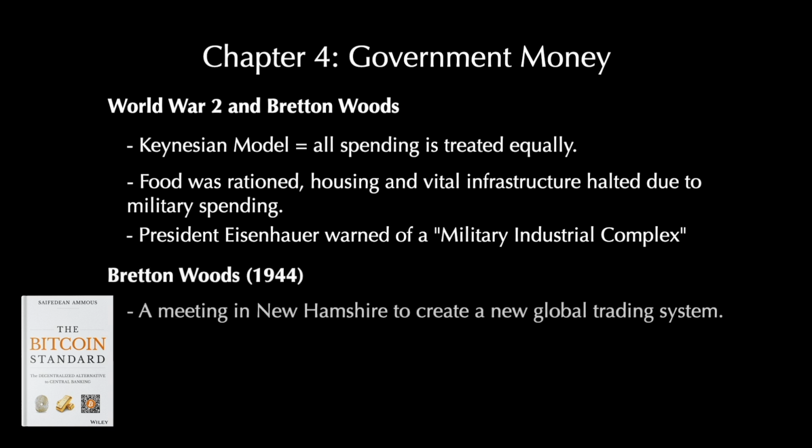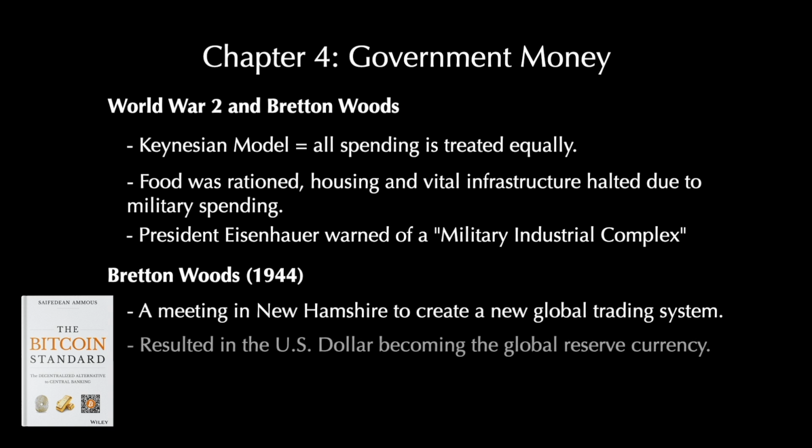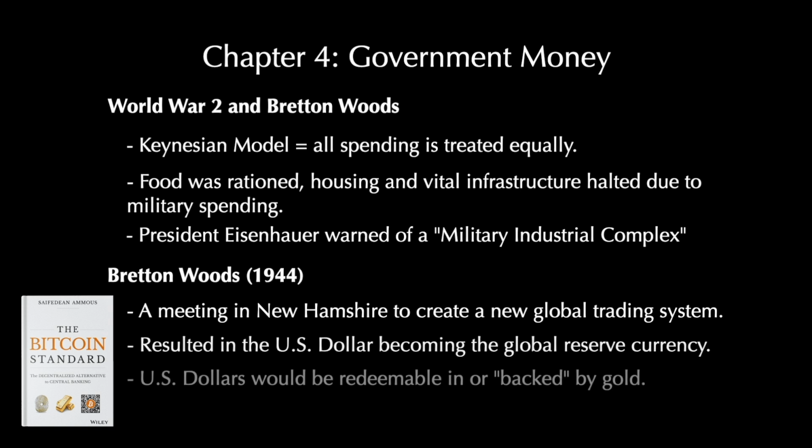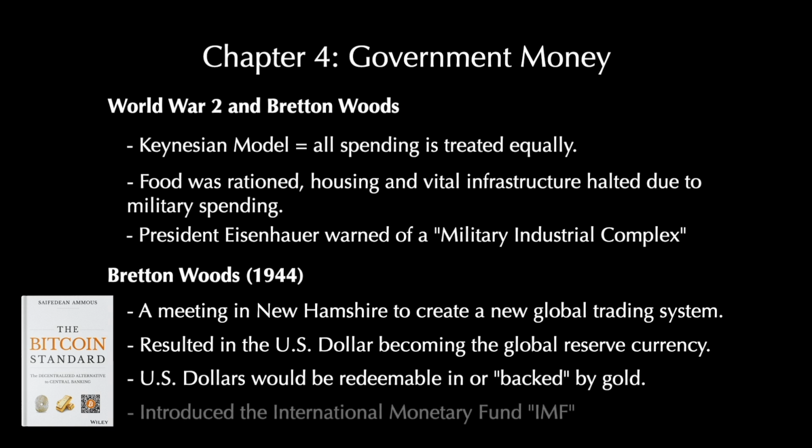The result of this meeting was that the U.S. dollar became the global reserve currency. Dollars would be redeemable in gold at a fixed rate, and the U.S. took gold from other countries to facilitate this agreement. The U.S. did not abide by this agreement and began altering the exchange rate in their favor. Bretton Woods introduced the International Monetary Fund with the purpose of stabilizing exchange rates between currencies.